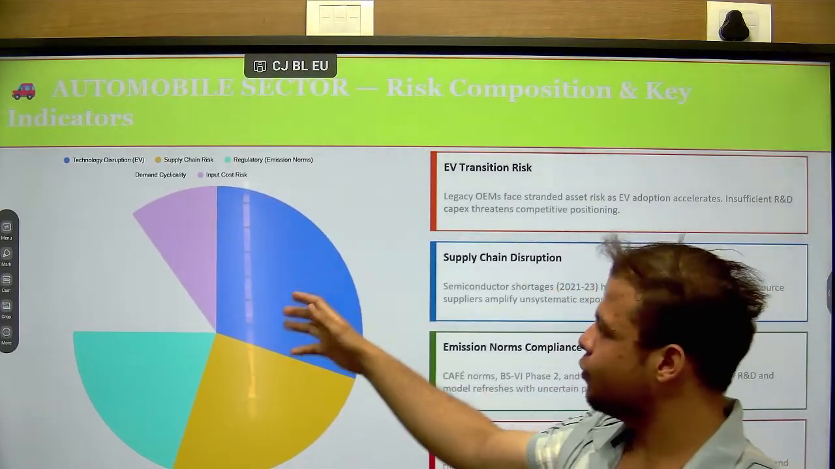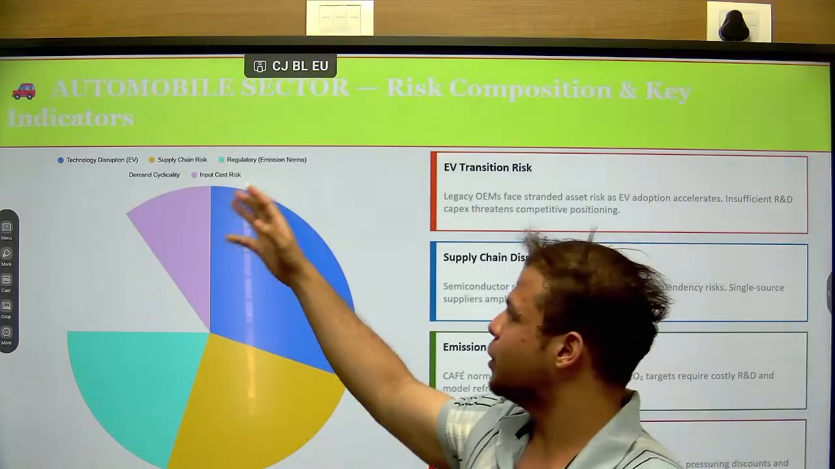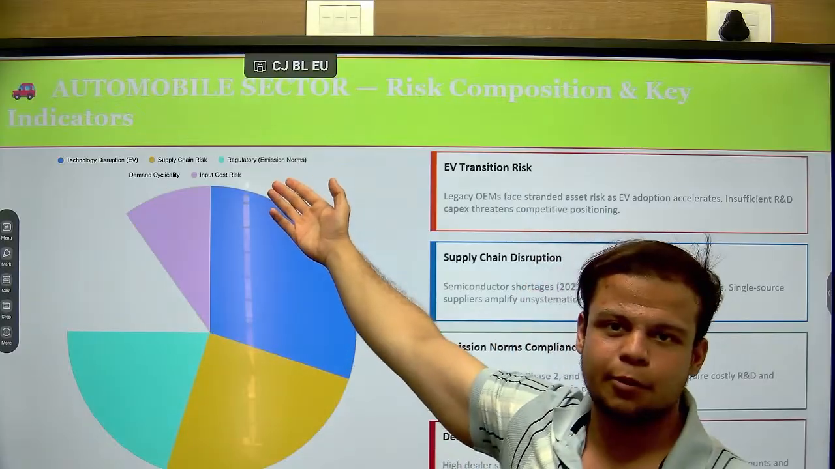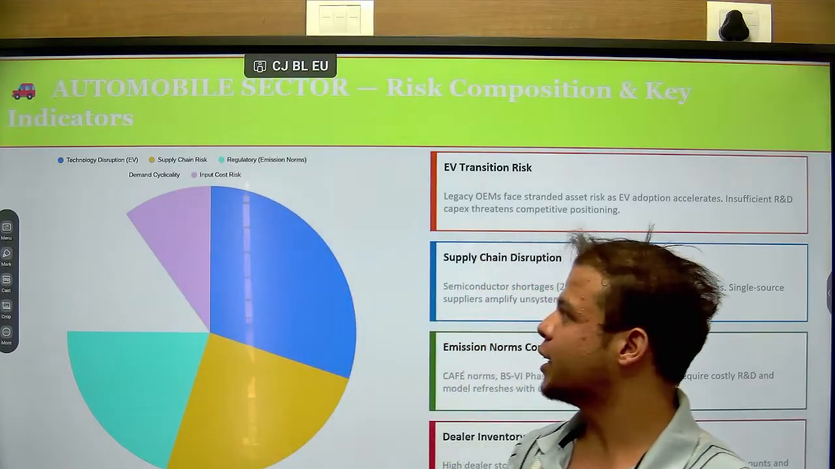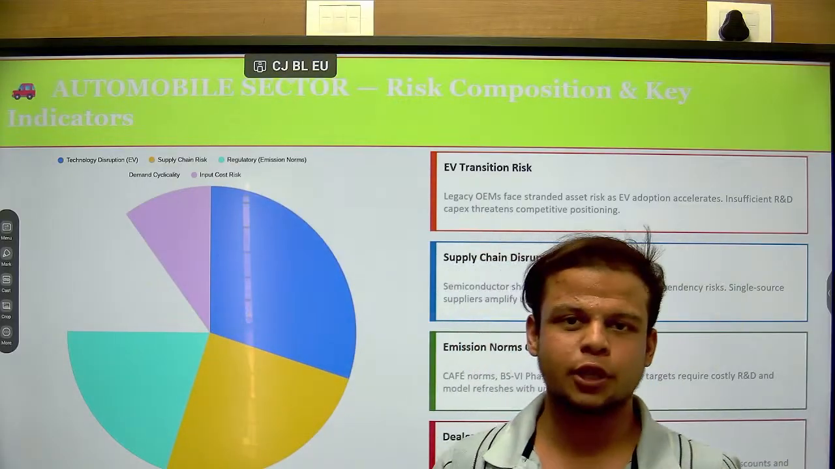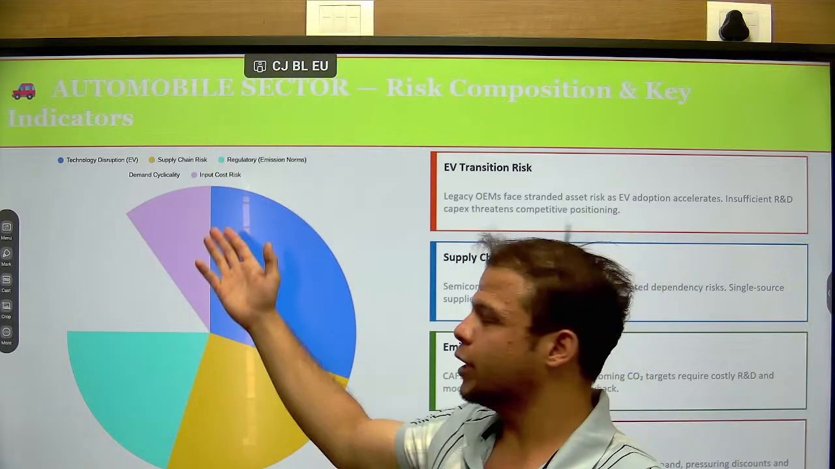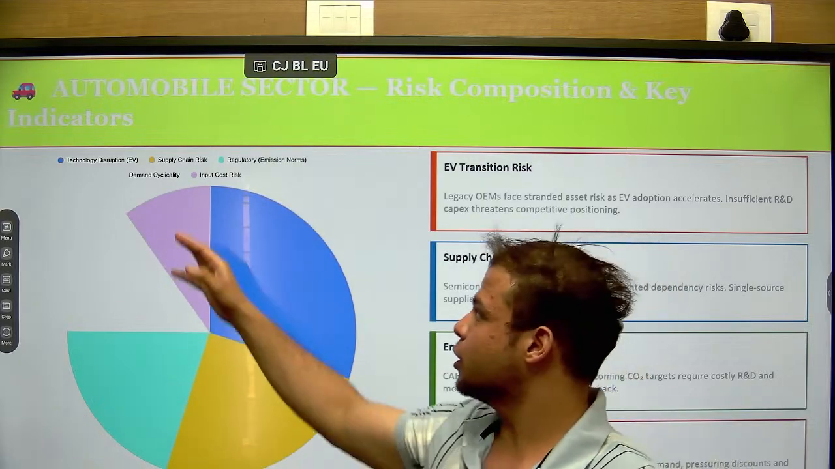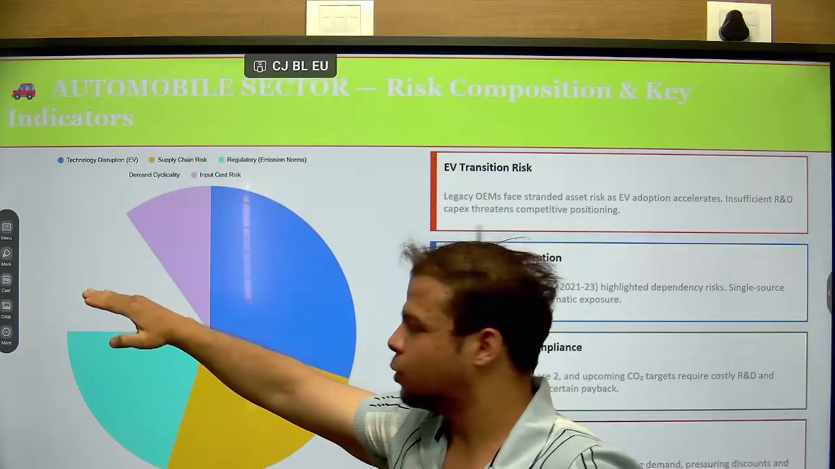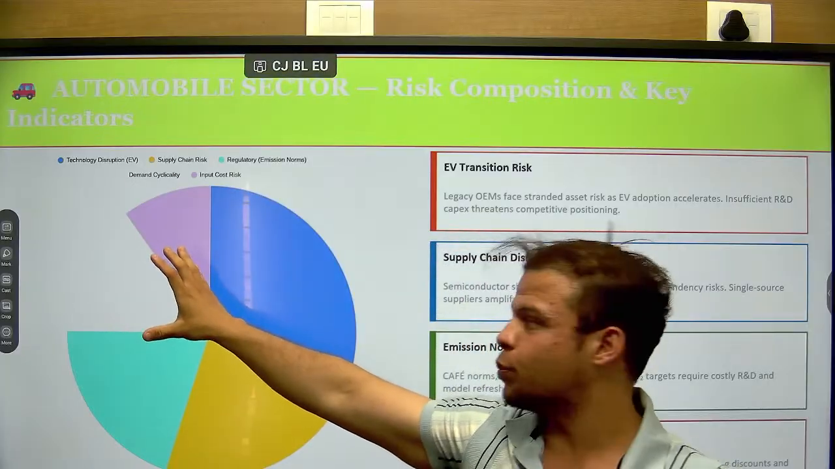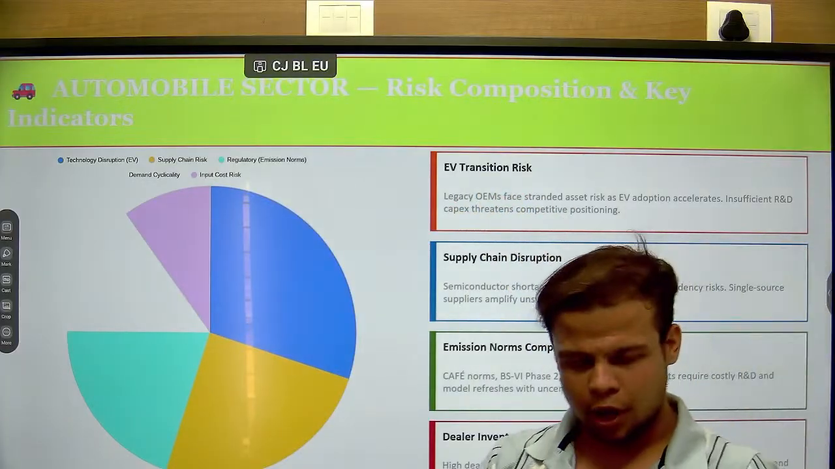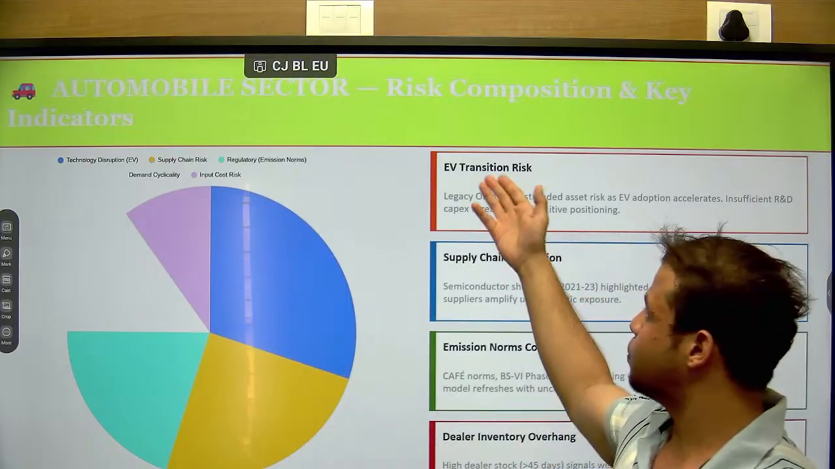Automobile sector: here we have categorized the automobile sector into technology distribution, supply chain risk, regulatory. Here we can see emission test, then demand cyclicality and input cost. Before 2024, we were more into gasoline and diesel sectors, trucks and all, but nowadays we are into EV hybrid engines. Because of this, demand cyclicality has changed. We can see here in the ratio, it was 15% before, now it has more than 25% because of the demand cyclicality. So EV transition risk, as I said earlier, now we are into EV transformation, so this plays a major role.